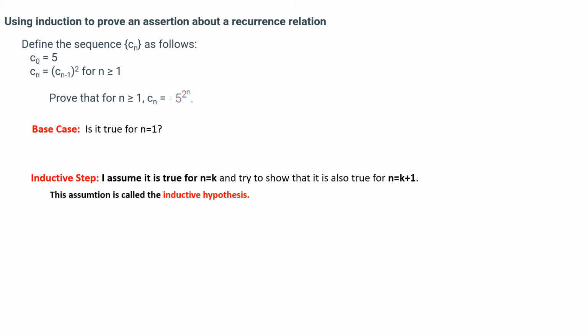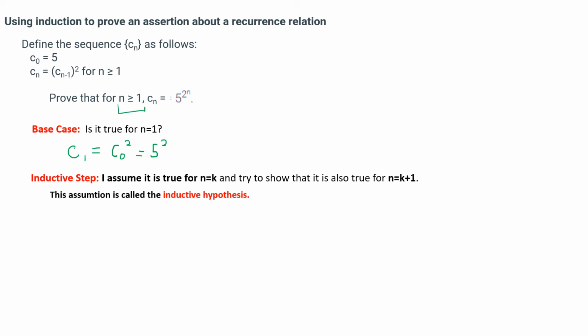So first of all, the base case would be for n equals 1, because we're supposed to prove it for n greater than or equal to 1. So let's see if it's true for n equals 1. That would be C sub 1 equals, well, what is that based on the definition of the sequence? It would be C naught squared. And C naught is 5, so it would be 5 squared.